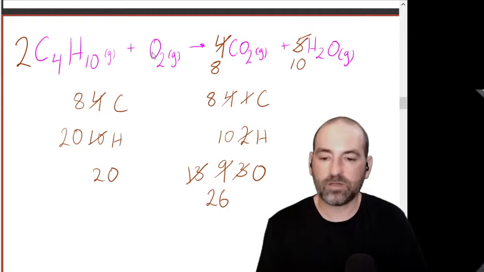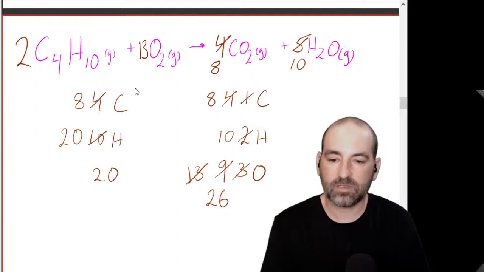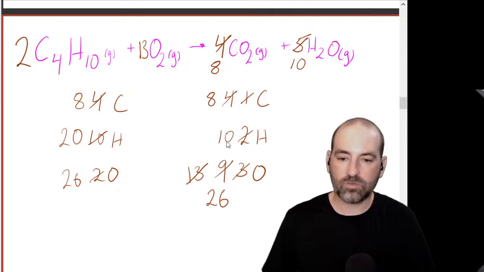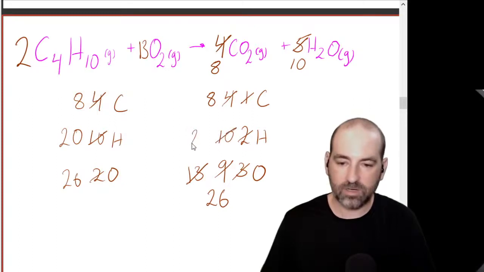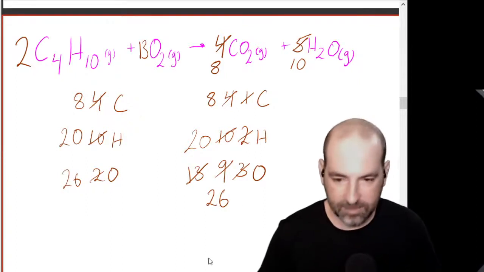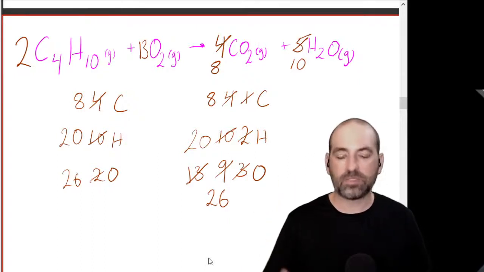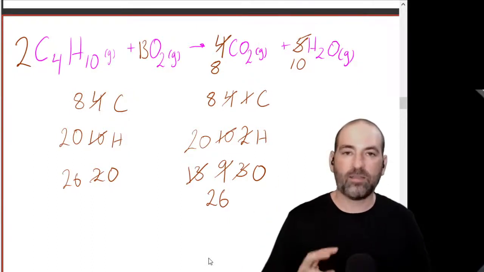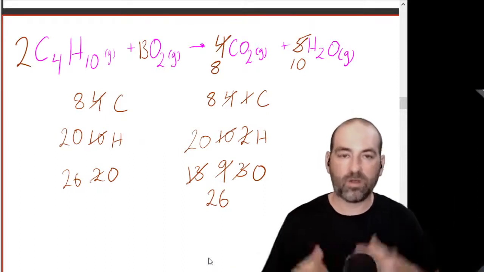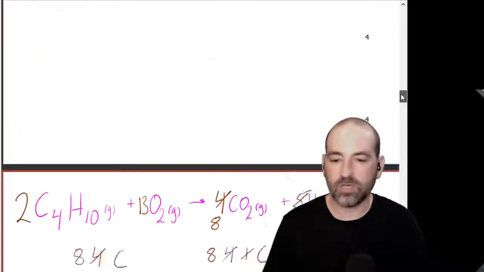So if we jump back over to the other side, we can say what times 2 is 26? Well, 13 times 2 is 26. And now we've got 8 carbons, 20 hydrogens. Sorry, I forgot to update that one. 20 hydrogens and 26 oxygens on both sides. All right, so a couple issues there. One, make sure you save the atom that's in multiple compounds until last. Second, if you run into this even-odd issue, you can always multiply everything by some number. And usually just multiplying by 2 does it.